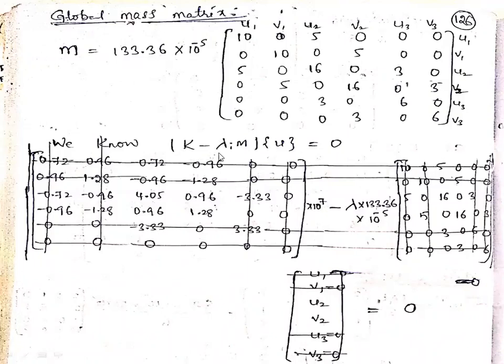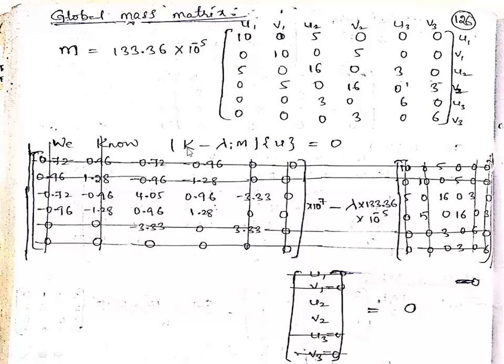Now the next step is to find out the lambda, that is nothing but omega square. So we have converted this free vibration undamped equation into an eigenvalue and eigenvector problem. If you convert it into eigenvalues and eigenvectors, the equation can be written as det of (k minus lambda m) into u must be equal to 0.